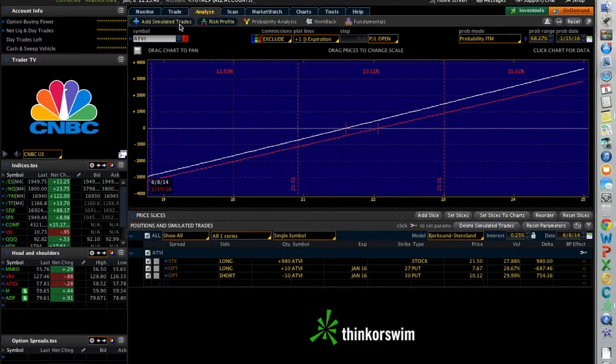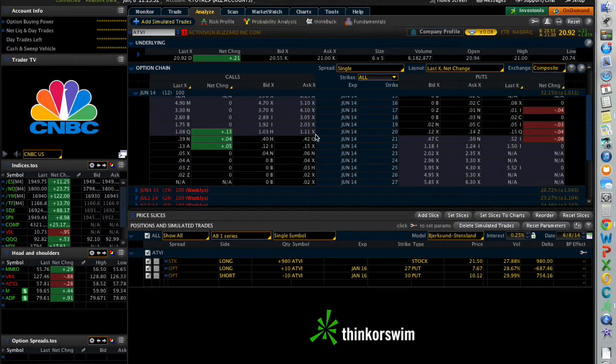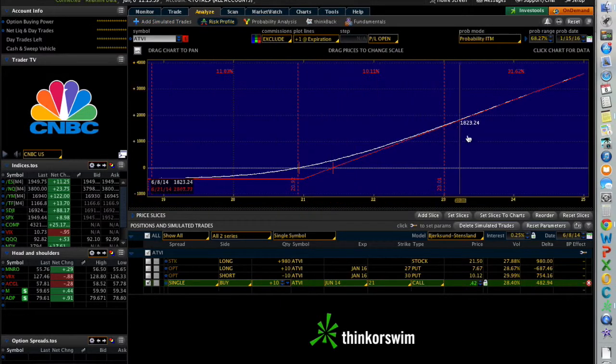Let's say we want to put on a trade. Let's do the June 14. We'll do the 21 call. We'll buy it. So we buy 10. So now when we look at our risk profile, it'll tell us how much money we'll make, when and where. We can change the date.